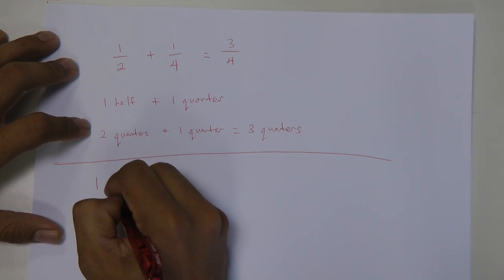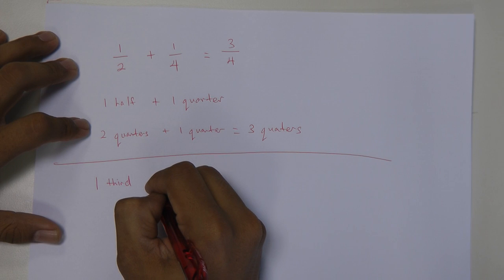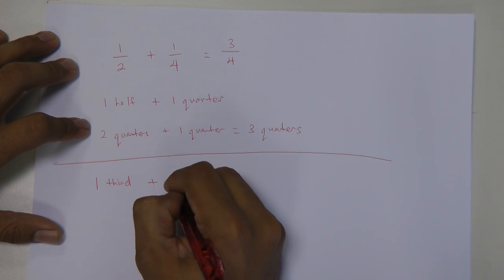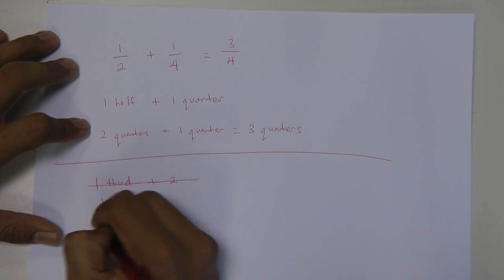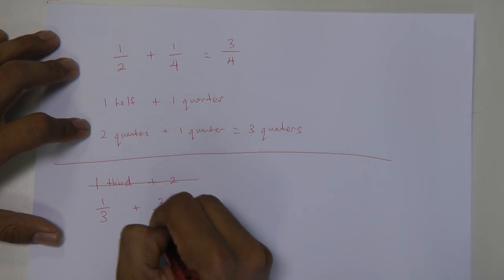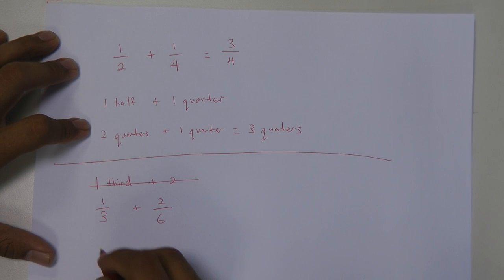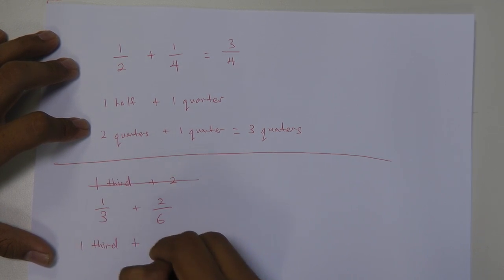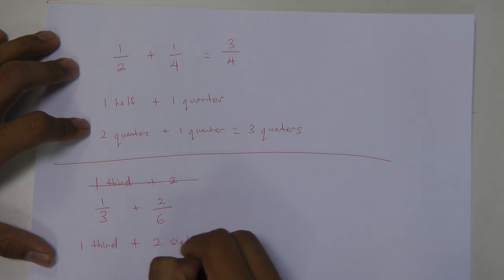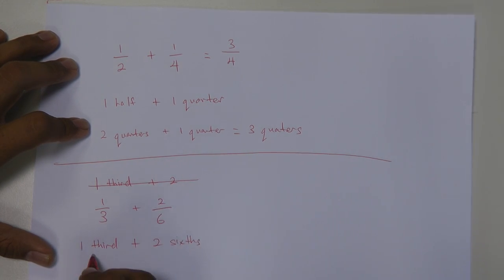1/3 add to 2/6. Okay, so I have 1/3 plus 2/6, and because they are not the same fractions, I need to make them the same.